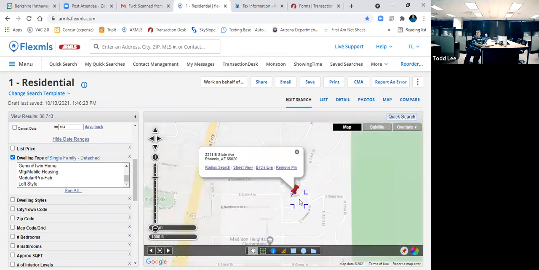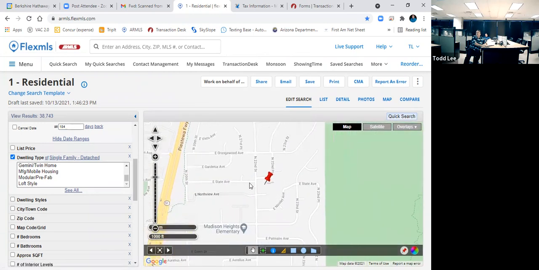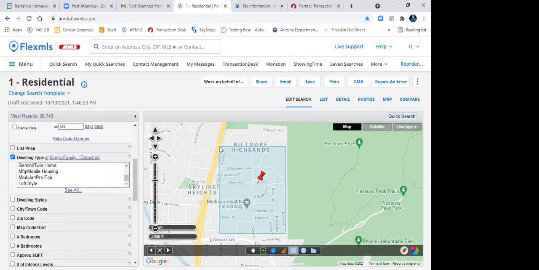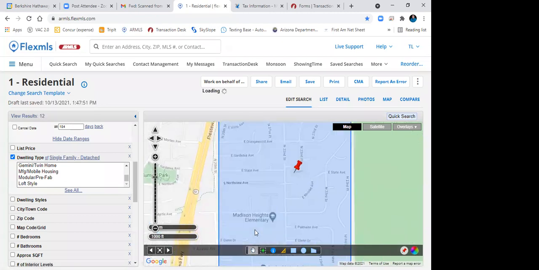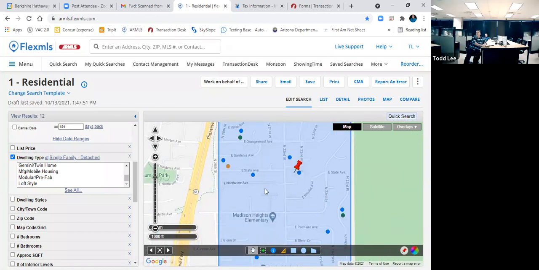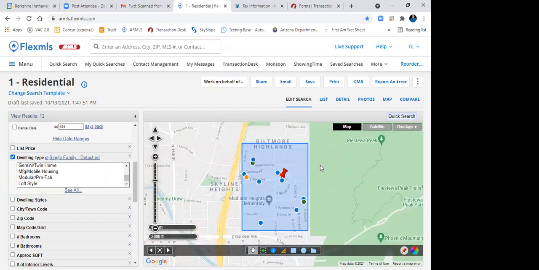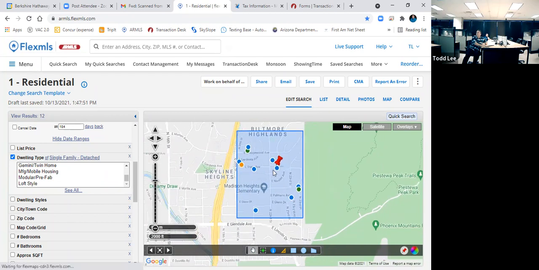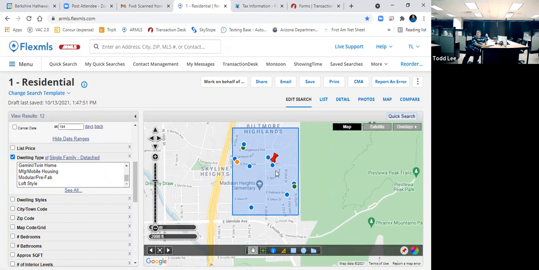So we're going to keep that. Biltmore Highlands. All right. So we'll just do square. Yeah, that backs up straight onto the preserve, right? Yeah, that backs up to the preserve there. Yep. Well, that's the actual mountain. Yeah, that's the summit right there. Oh yeah. Orangewood, Glendale. Oh, that's a great neighborhood up there. Yeah. Madison Heights Elementary. Let's go Monsoon.